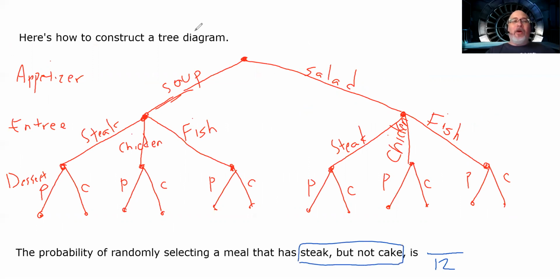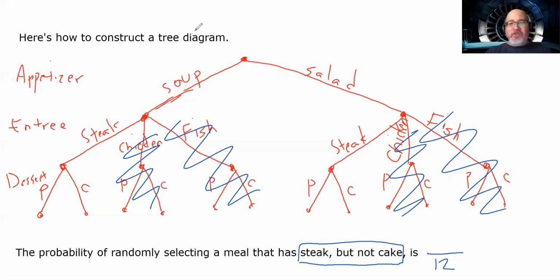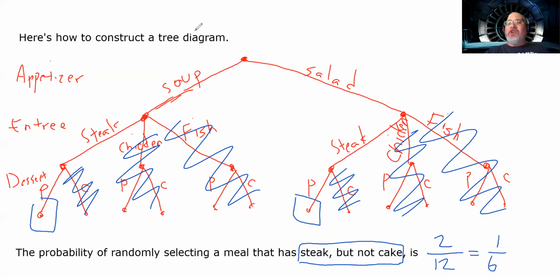So one at a time, we have to figure out which branches we want. We can kind of do this by process of elimination. If we have steak, then we don't want the chicken branch or the fish branch on either of these. And of the ones that are remaining, we don't want cake. So let's get rid of the ones that have cake. How many branches are left? This one and this one. The first one represents soup, steak, and pie. The second one represents salad, steak, and pie. 2 of the branches represent having steak but not cake out of 12 branches, so the probability is 2 over 12, or 1/6.